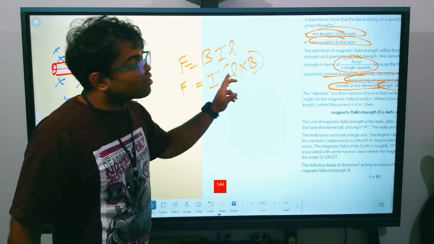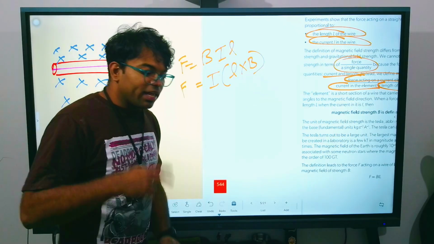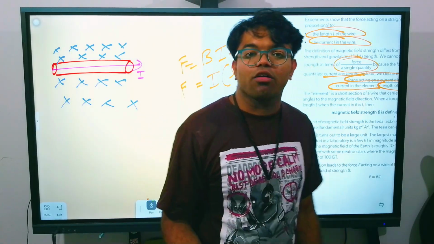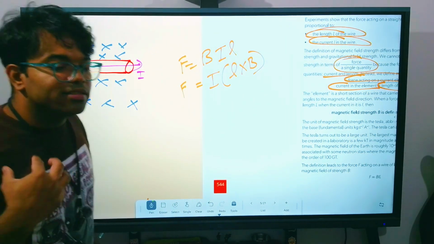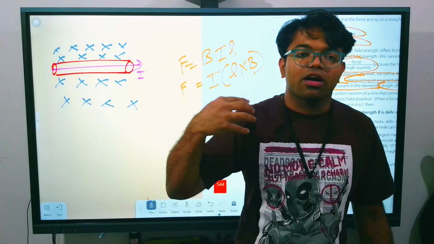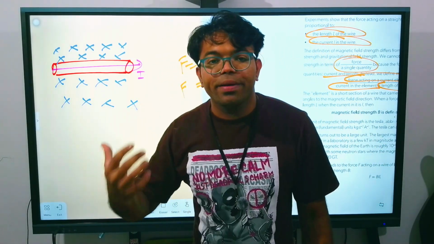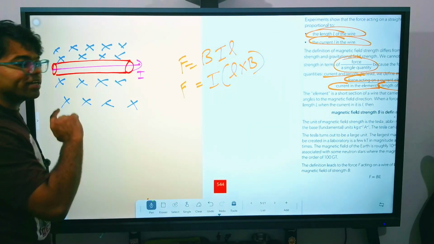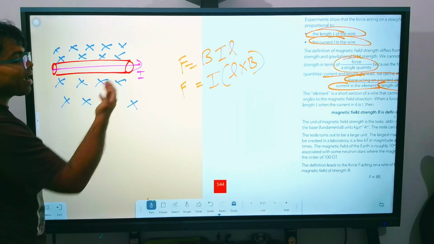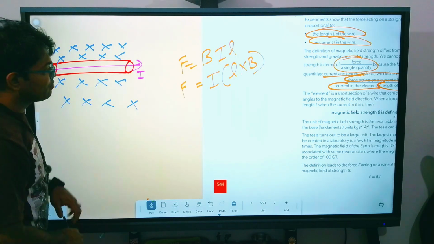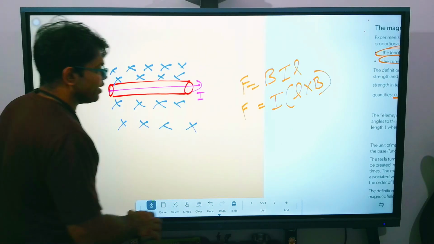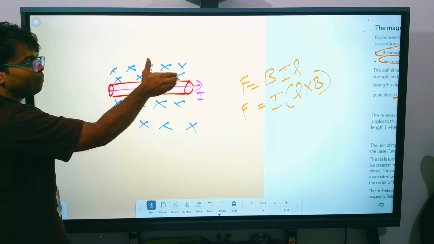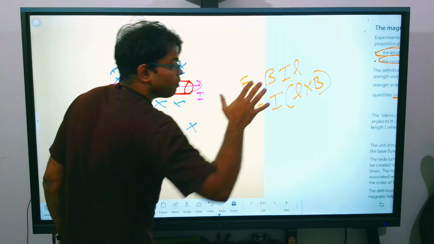Now, this is a cross product. You know what a cross product is, right? There are two types of multiplications involved: a scalar product, a dot product, or a vector product, a cross product. We know that the cross product of two vectors is always perpendicular to the direction of both the original vectors. So what are the vectors here? The vectors in our case are the magnetic field and the current. So L cross B, length cross magnetic field.